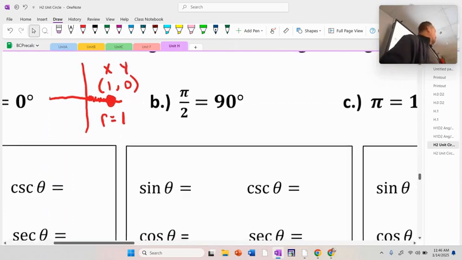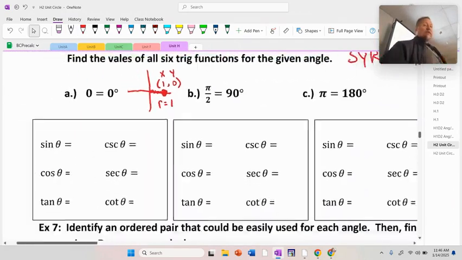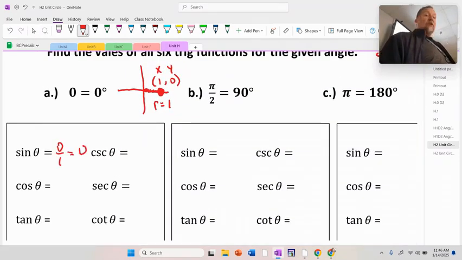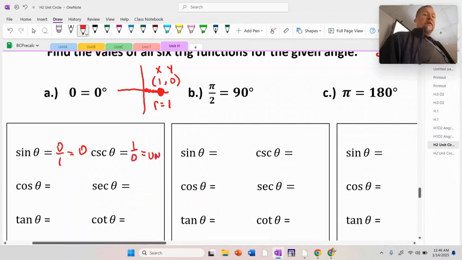There's no triangle here. There's no SOHCAHTOA. There is only x, y, r. So what's 0 over 1? This always kills me. What's 0 over 1? 0. But what's 1 over 0? That's undefined. And you get undefined now in trig.